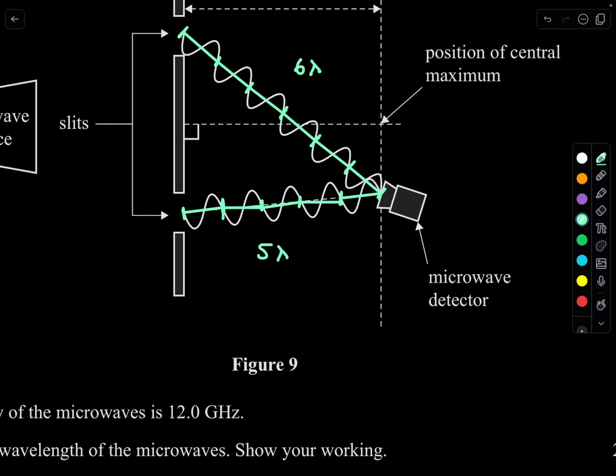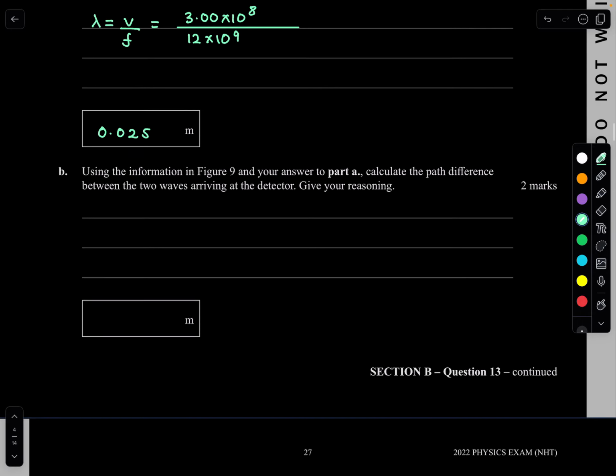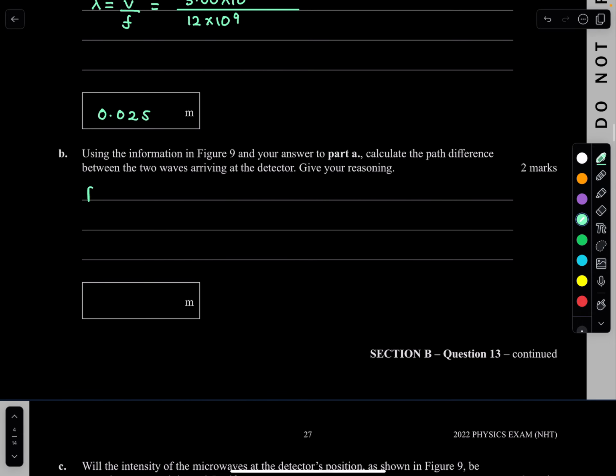And remember, the path difference is the difference between those two distances. So let's write that down. PD, your path difference, is 6 lambda minus 5 lambda, which leaves lambda. Basically, this is our path difference, which is your wavelength, so it's the same as that. So using the information, calculate the path difference between the two waves arriving, and give a reason why. Beautiful. That is it.